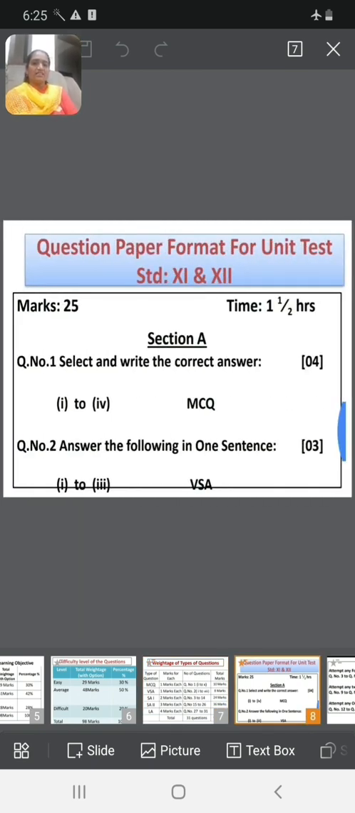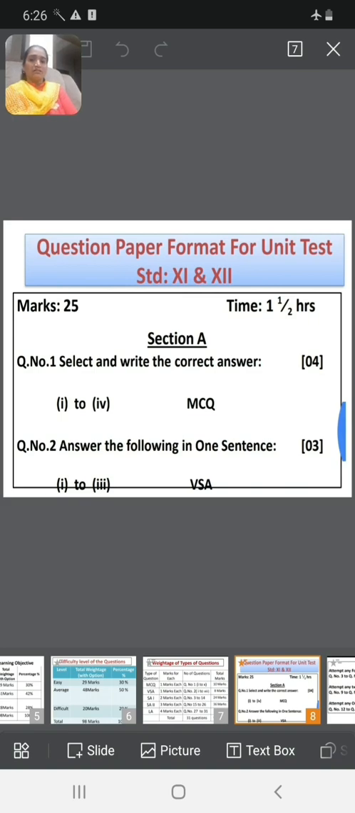Then let us see the actual question paper format for the unit test. Very soon our unit test will start. The unit test is for 25 marks and 1.5 hours are given for solving the paper. The unit test paper is also divided section wise. The first section, section A, question 1: select and write the correct answer. Here you have to write only the answer. There is no necessity to write the question again.